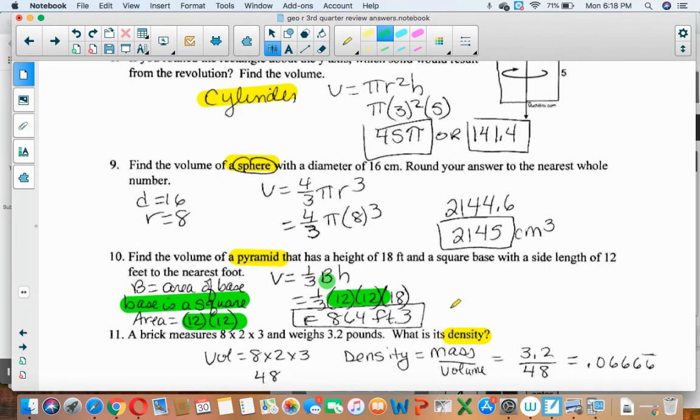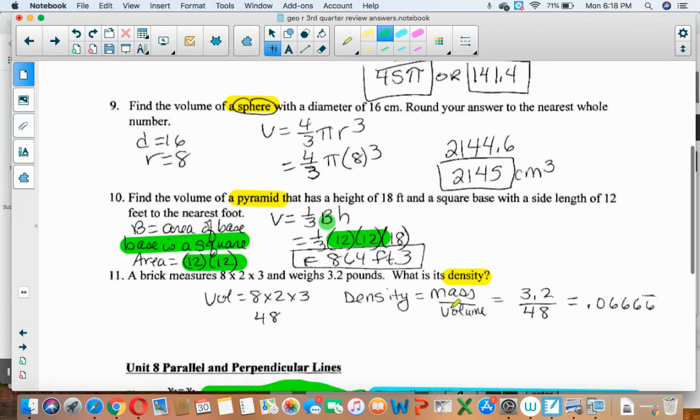Next one I have is a little density problem. Density is mass over volume. So in this particular problem, I have the mass. The mass is how much it weighs. That's 3.2 pounds. So I'm just substituting in 3.2 for the mass. The problem is I didn't have the volume.